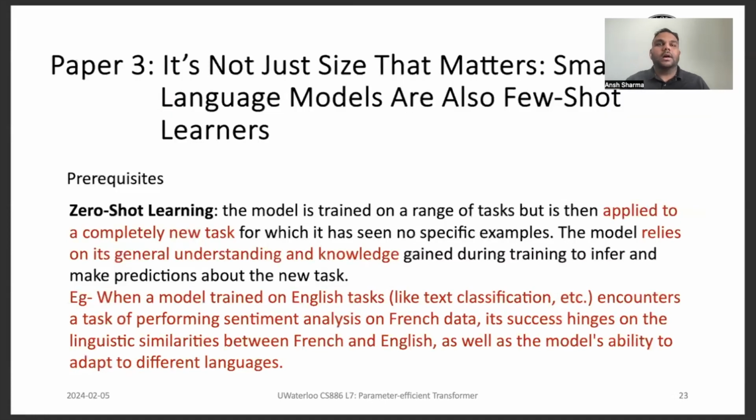Paper three: It's not just size that matters. Small language models are also few-shot learners. Let's firstly understand zero-shot learning. This is the approach when a model is trained for a variety of tasks and is later applied to a new task and given no new examples to learn from. In this, the model relies on its general understanding and knowledge gained during the original training to make predictions about the new task.